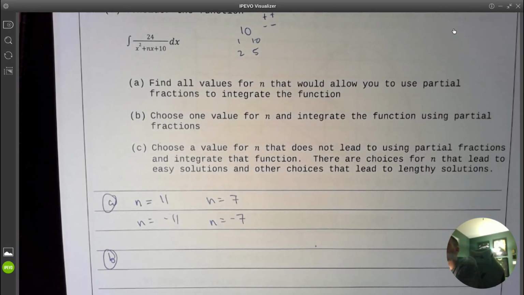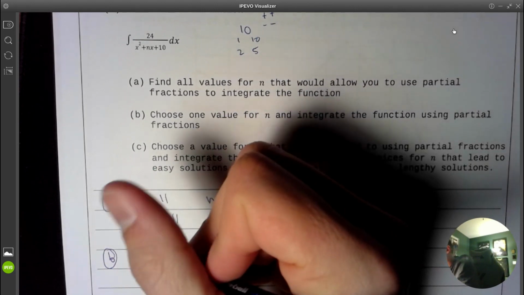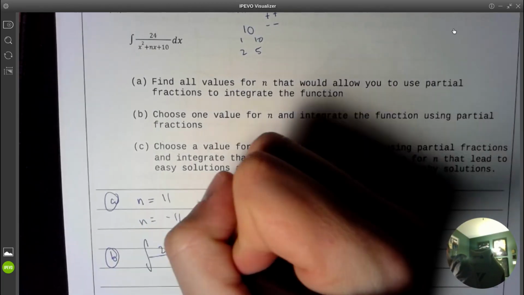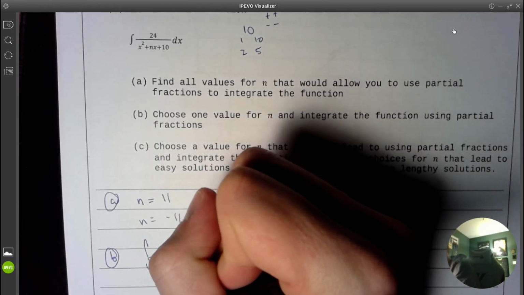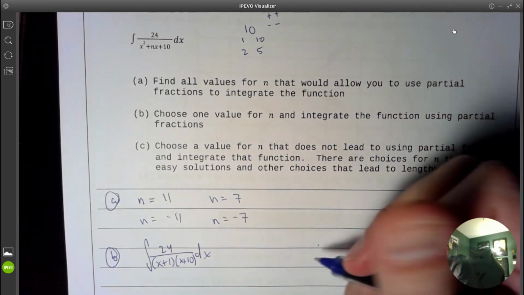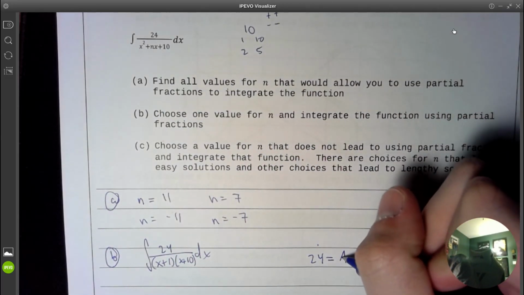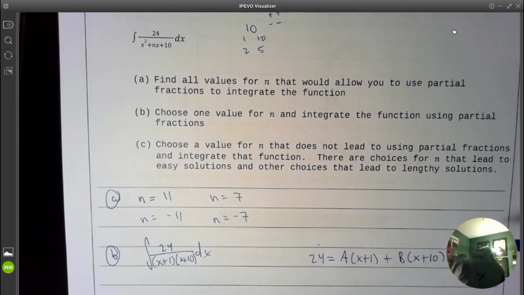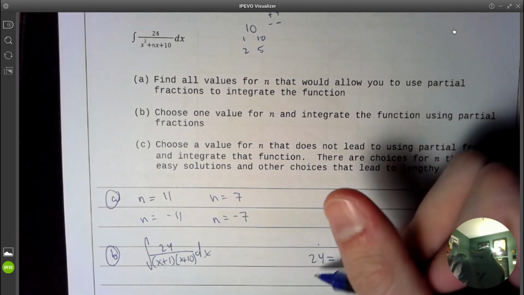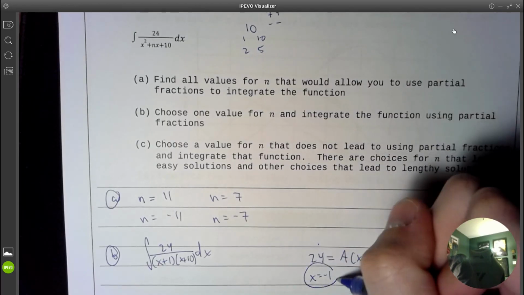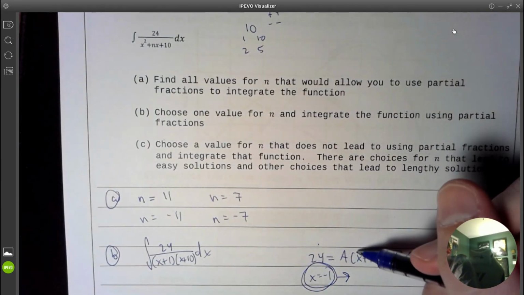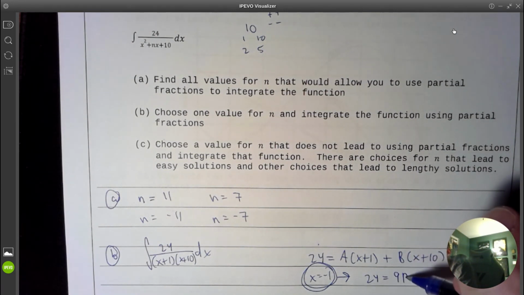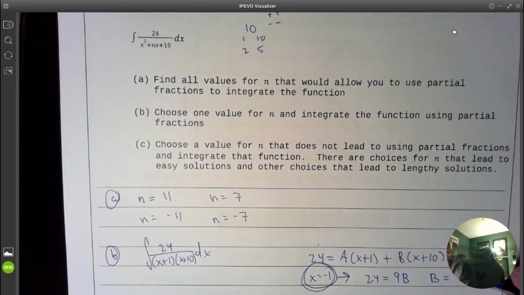If I choose 11, it'll be 1 and 10. Those are easy numbers. All right, let's do 11. The integral of 24 dx over x plus 1, x plus 10. Partial fractions. 24 equals A(x plus 1) plus B(x plus 10). First, I'll try x equals negative 1. That would get rid of my A's, and it would make this 9. 24 equals 9B. B equals 8 over 3.